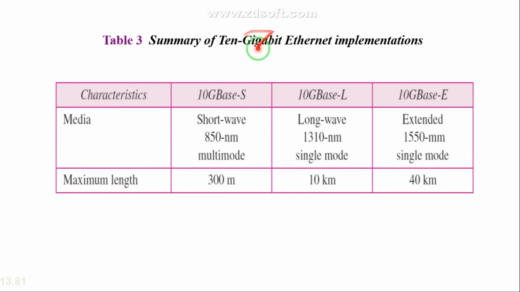Now, talking about 10 gigabit Ethernet implementations, basically there is an advance in Ethernet technology in order to use it in metropolitan areas. So the idea is to extend the technology, the data rate and the coverage distance, so that Ethernet can be used for LAN and MAN.